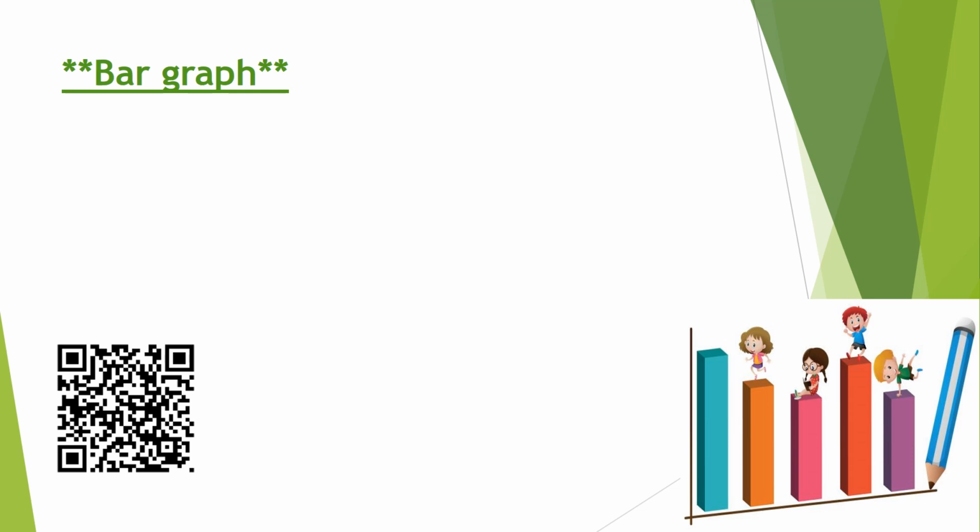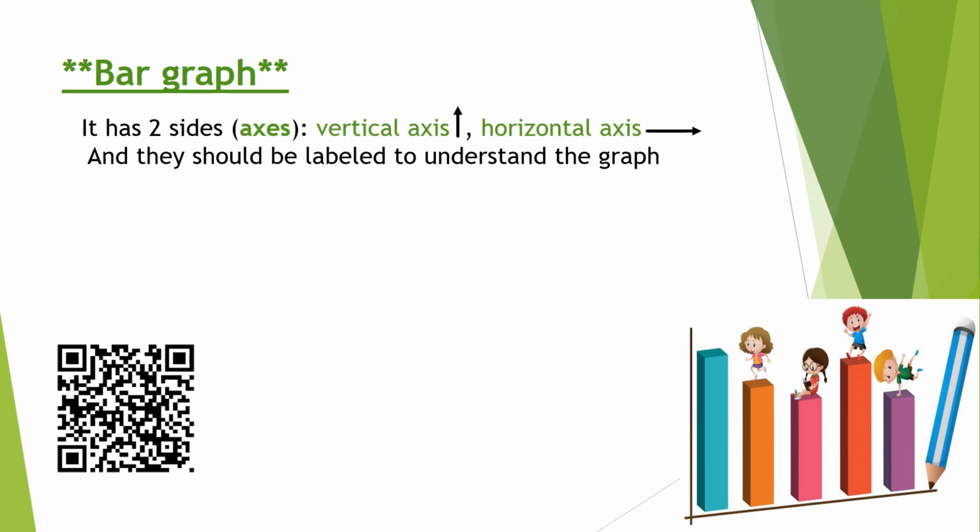Let's start with bar graph. We studied it already in grade 2 and we said that it has 2 sides. This year we became older, we get bigger, so we will call them axes. So it has 2 axes, vertical axis and horizontal axis, and they should be labeled to understand the graph. Labeled means they should have a name.